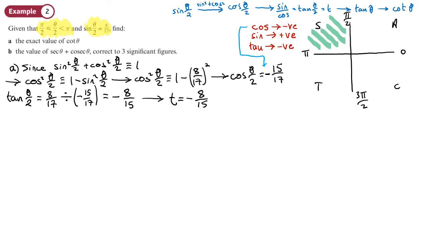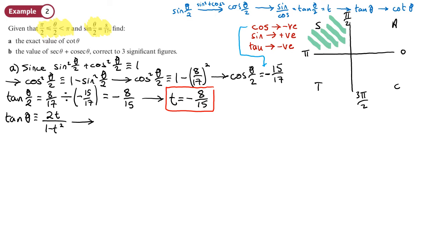And we expected it to be negative because what did we say from our CAST diagram up here? That tan would be negative. Right, so this is an important step now. We've got our value of t. Now we go with our definition of tan theta. So we will need to know what our formula for tan theta is. So that's 2t over 1 minus t squared.